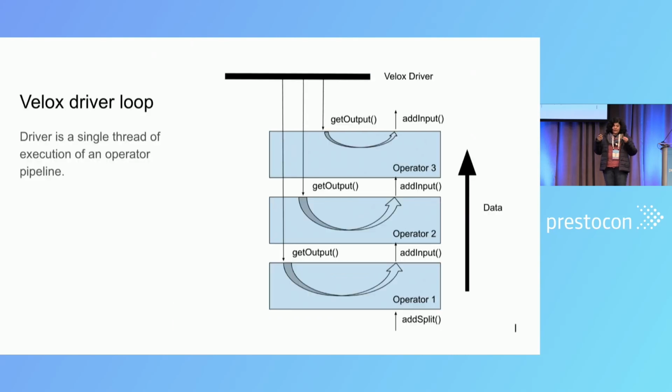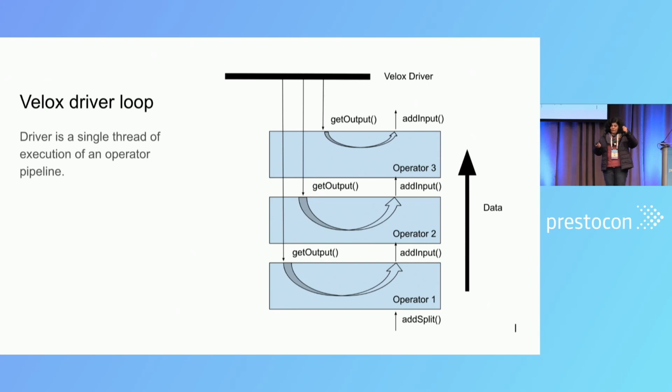Now we go another level deeper into the driver loop. A driver is a single thread of execution of an operator pipeline. This is the Presto design, and the Velox design follows the Presto design. What we're trying to do is get data from the closest downstream operator that can generate data and has it available for output. In this example, operator 1 feeds into operator 2, which feeds into operator 3, so the data is going from bottom to top. But you are querying each operator for output rows from top to down.